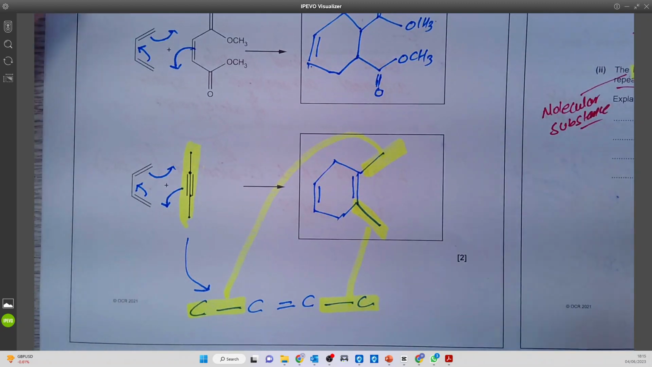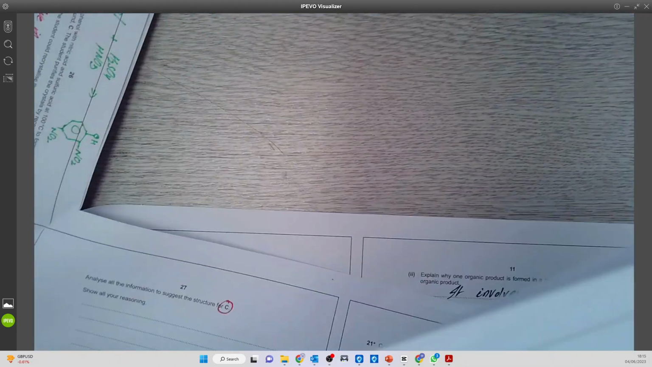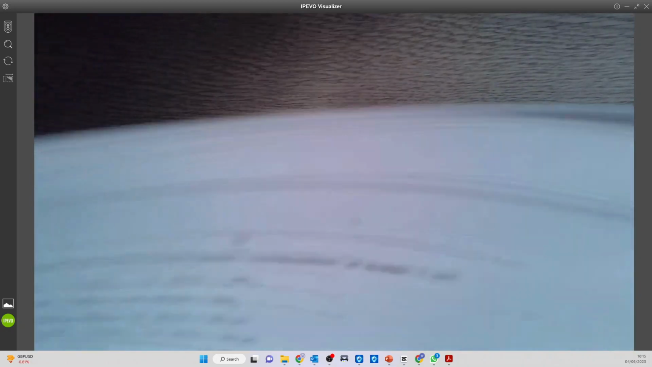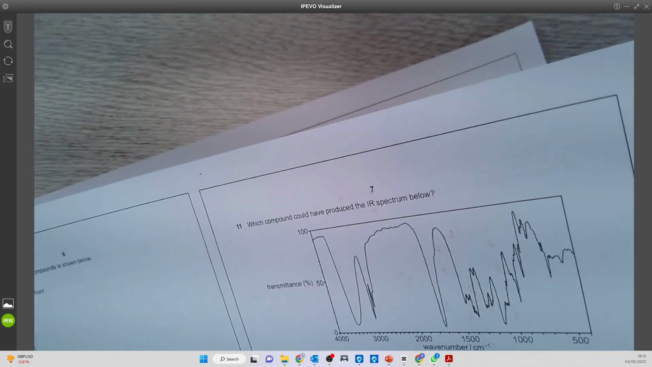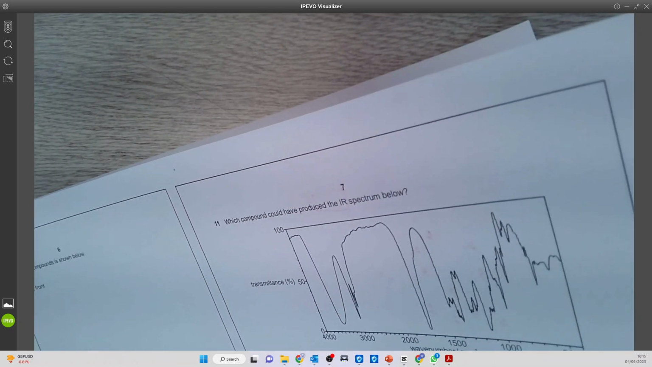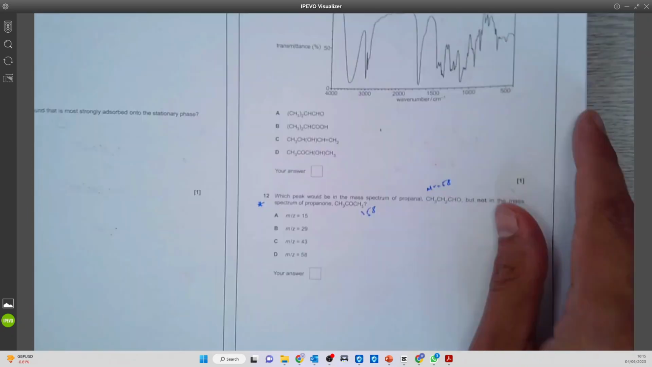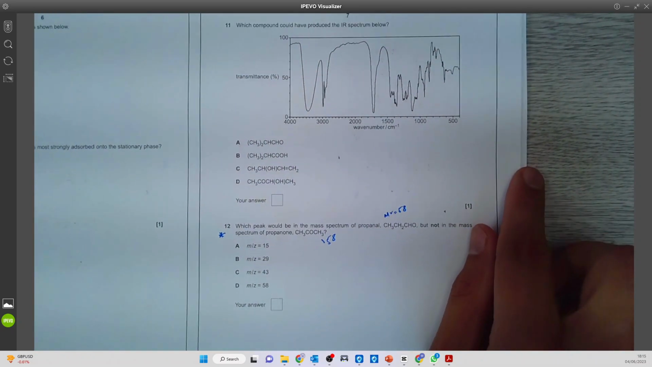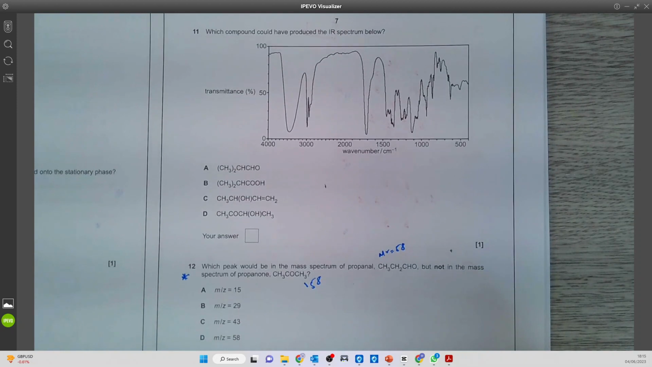Okay. Now let's move on to the multiple choice questions. From the multiple choice questions, I've put stars on some of these. Can I please ask you to do question number 11 and 12? Question 11 and 12, please.